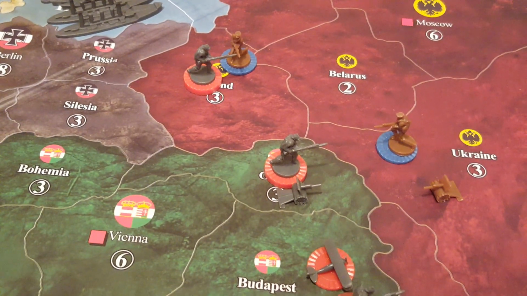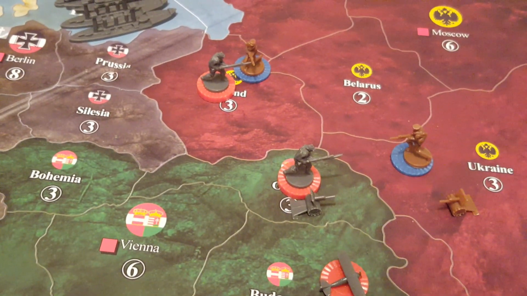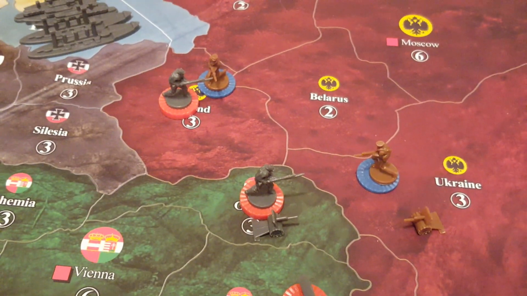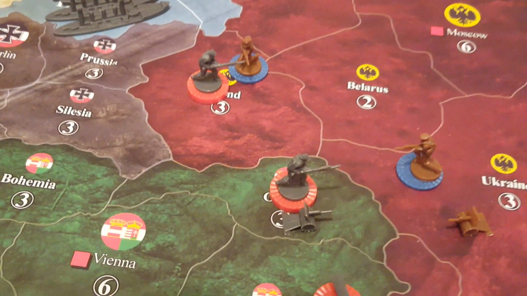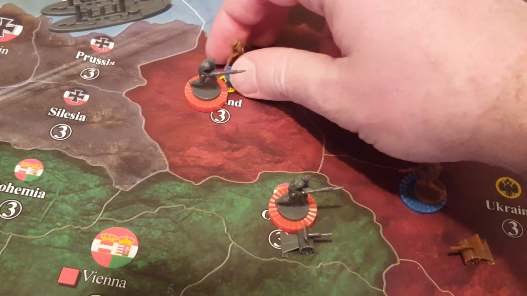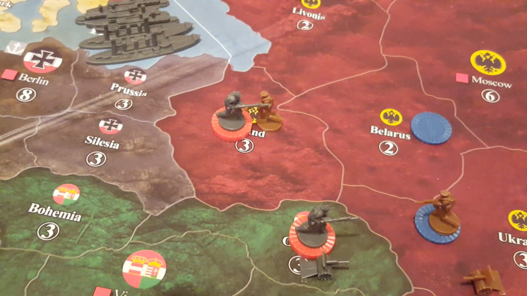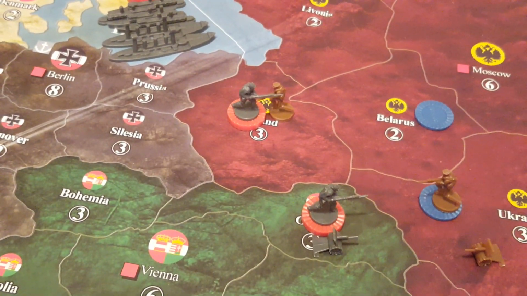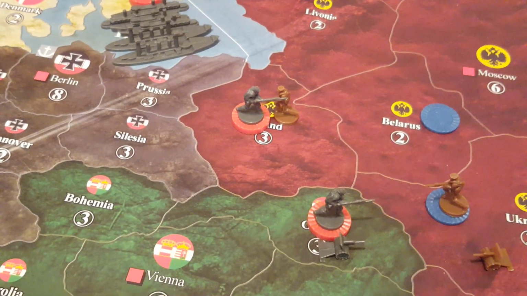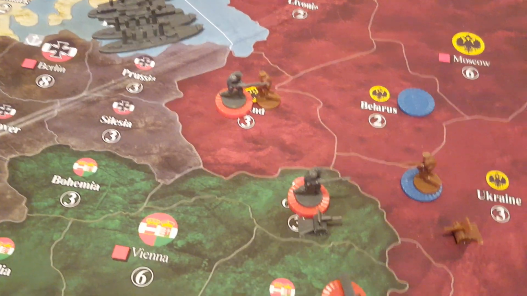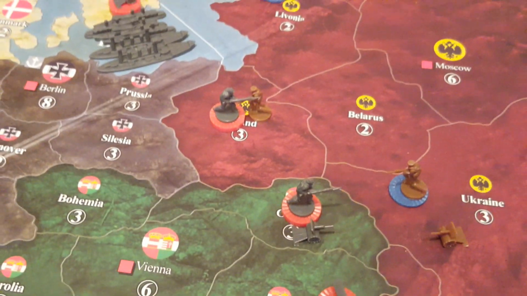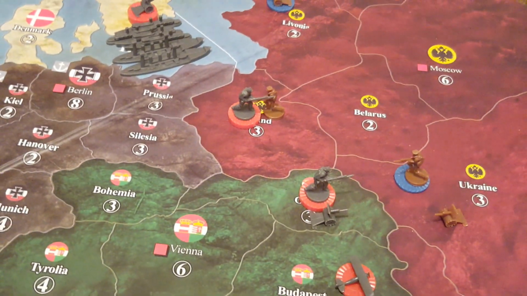Both sides roll, and then however many hits Germany scores, that's how many units of Russia get removed. So if Germany hit 1, we would remove that chip. Russia still has 1 left, and then however many Russia hits, that's how many we take off of Germany, and then they sit there until something else happens in the territory.